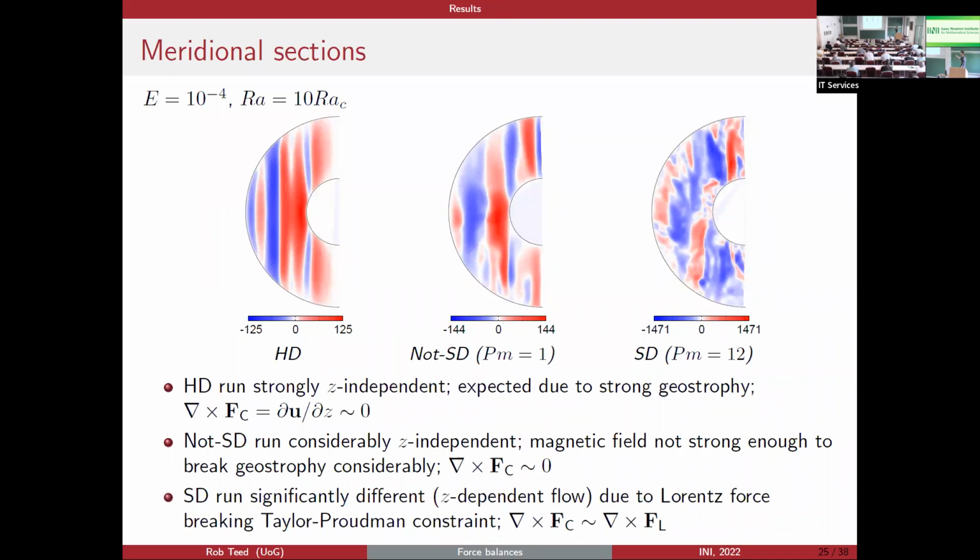And you can see this by the fact there's less Z-independent motion. There is some Z-independent motion, but that's because, of course, at local points, the Lorentz force might be weak. So you still have some areas of the domain where the Taylor-Proudman constraint holds, but broadly speaking, it's far less geostrophic or Z-independent compared to these two.